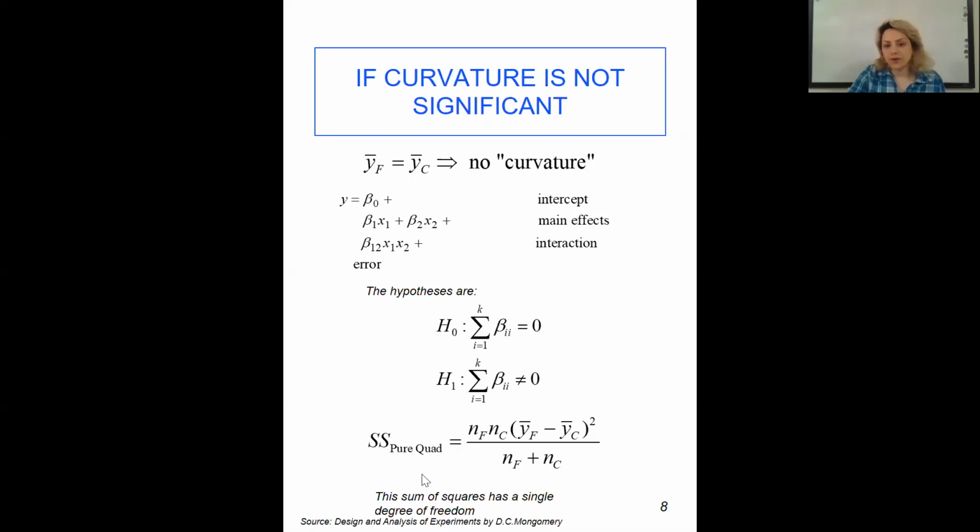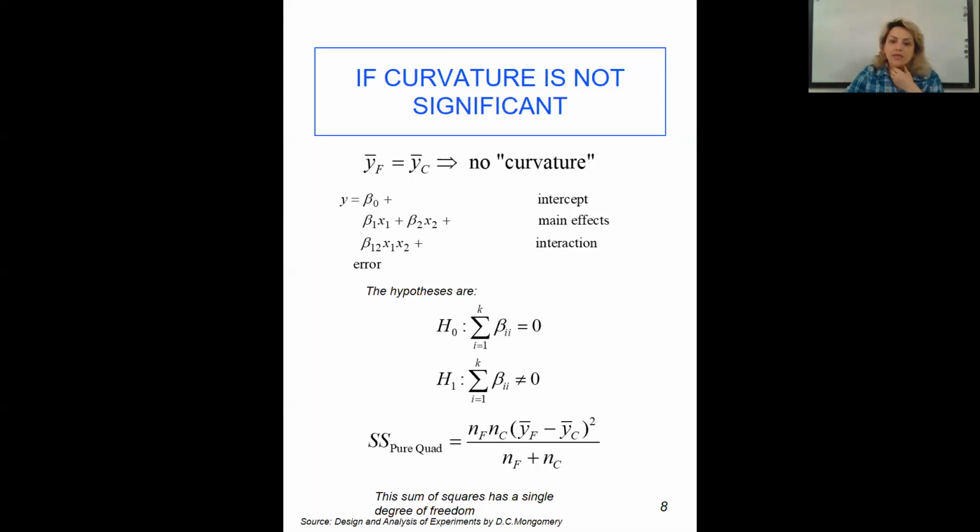I found this equation very helpful when you want to do the hypothesis test. I got it from the Montgomery book, the reference book that we have. So the sum of squares of the pure quadratic terms is going to be the number of the factorial runs, like here let's say 4, if I just had 2 factors, 2 power 2 is 4, right? Times the number of the center points, however many we want. Here it was 1, so we just considered 1 center point, but we could have replication as well.